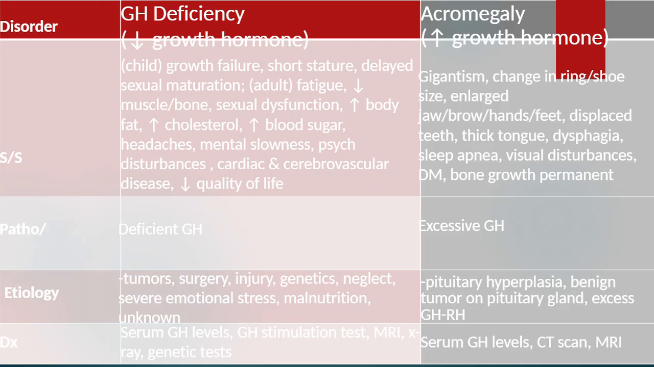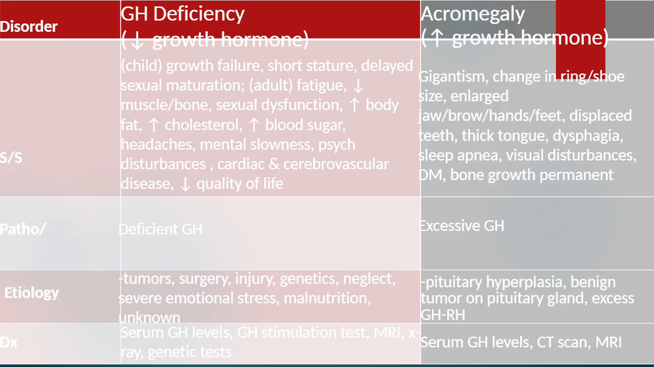The causes of growth hormone deficiency can include tumors, surgery, trauma, radiation, or genetic defects that damage the pituitary or hypothalamus. It can also result from severe emotional stress, malnutrition, or neglect. Malnutrition is the most common cause worldwide. Sometimes the cause can't be identified.